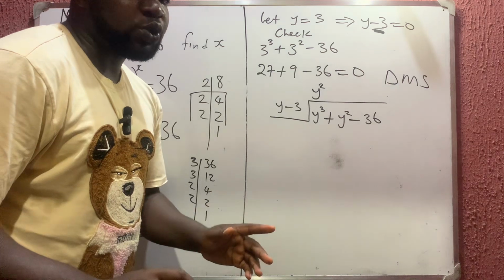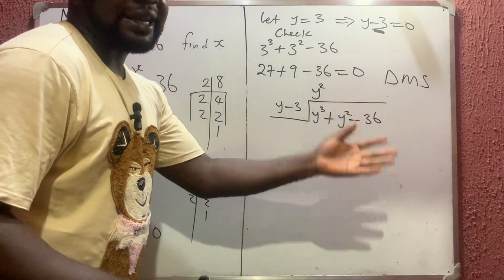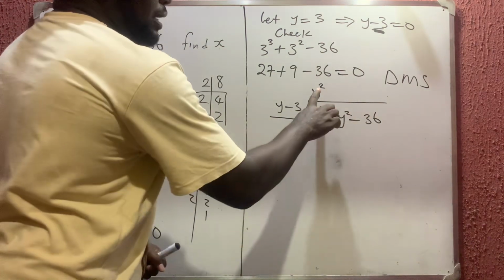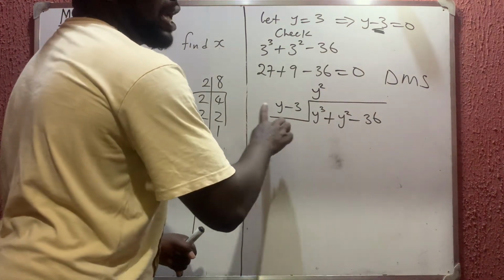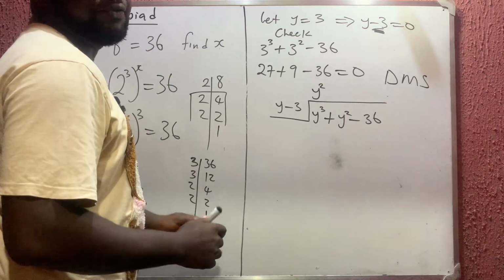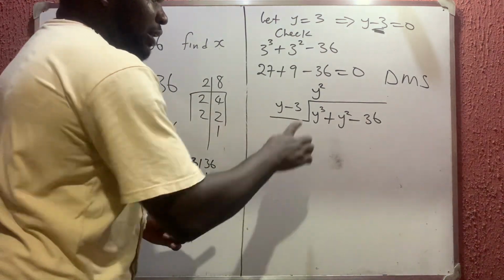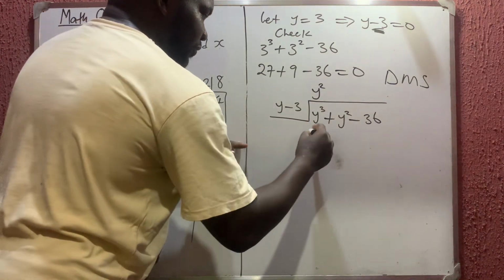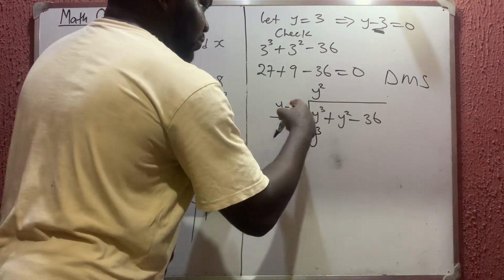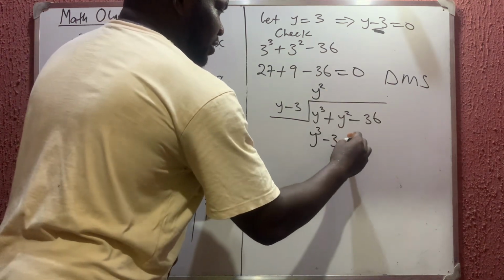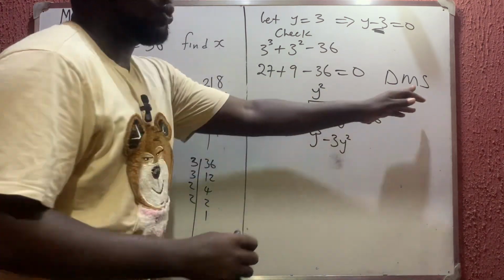The next thing you do is move to M. So what does M say? Use the answer gotten from D to multiply everybody here in the divisor. So let's do that. y squared times this, I'm going to have y cubed. y squared times this, I'm going to have minus 3y squared. Okay, I'm done with M.